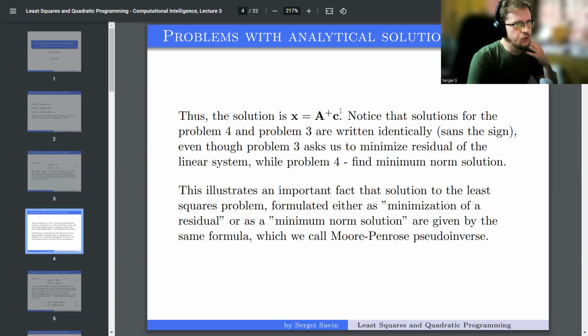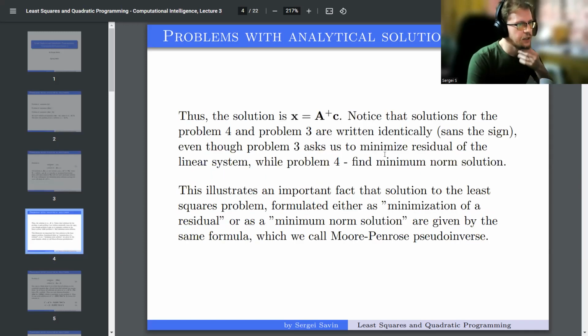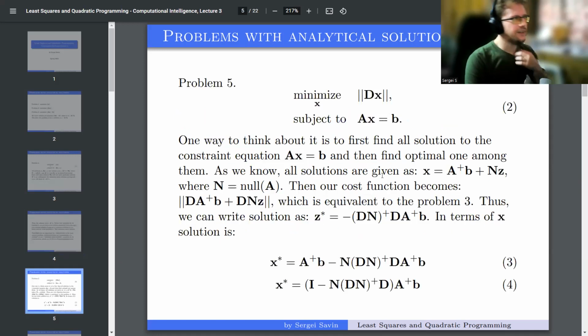Yeah, so this is what we talked about. The solution to problem number 4 is very similar to the solution to problem number 3. Good. Now let us consider problem number 5: minimize the norm of D times x subject to Ax equal to b. It looks very similar to the previous one, but now we don't minimize the norm of x. We minimize the norm of x times some matrix D. Okay. What do we do now?